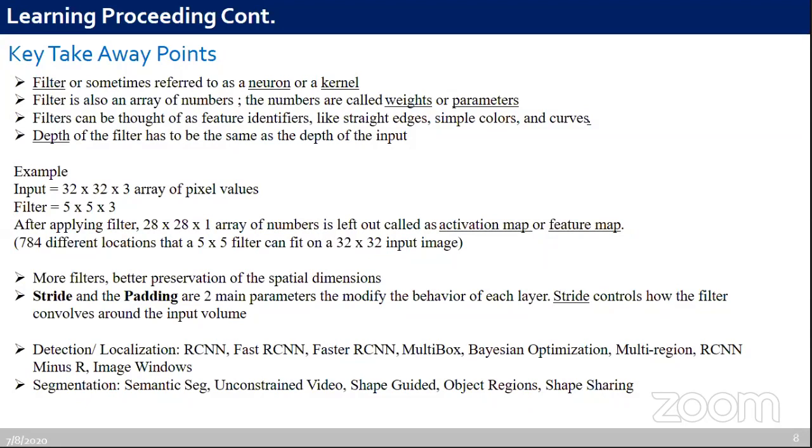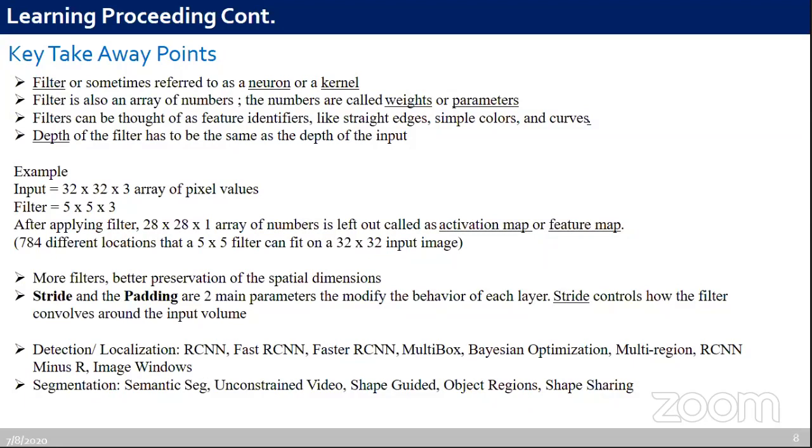After you apply the filter on the input, what will be left out will again be a square matrix, because an image is a square matrix. What will be left out will be 28 cross 28 cross 1. This is called an activation map. This feature map, or activation map, will carry the information for classification.